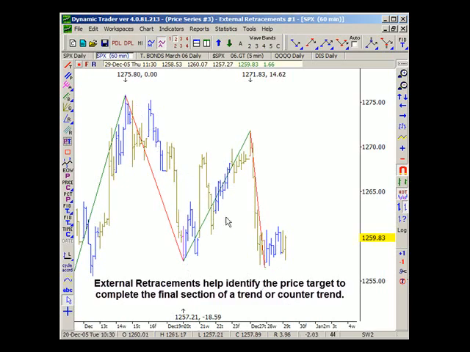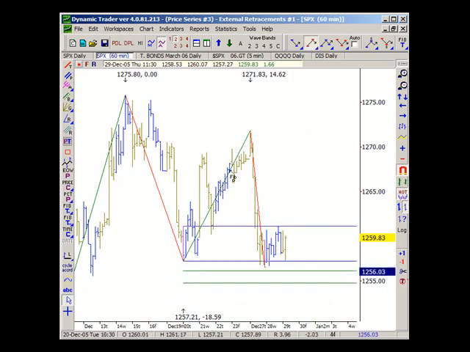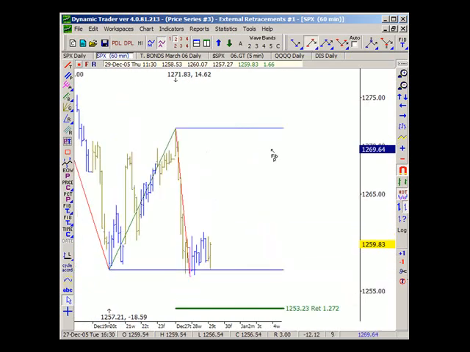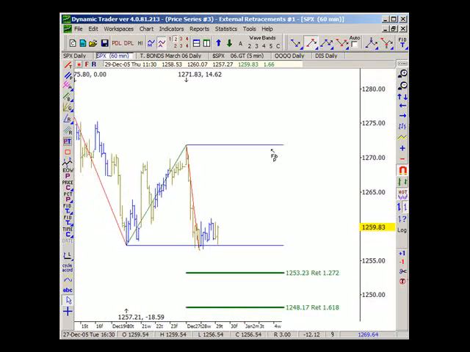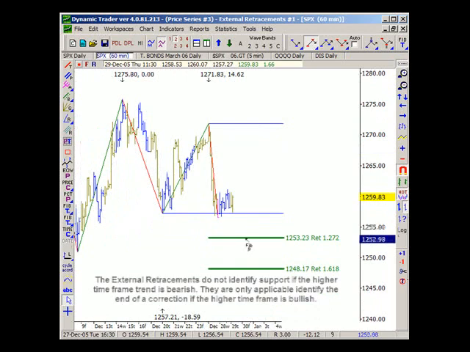Now, if this were a bear trend and not a correction, but a higher time frame or larger degree bear trend, then more than likely the 127 or 162% external retracement would not be relevant, would not be support in this case, or a trend reversal low. So if it's a correction, then the external retracement of 127 or 162 has a high probability of completing the final low.